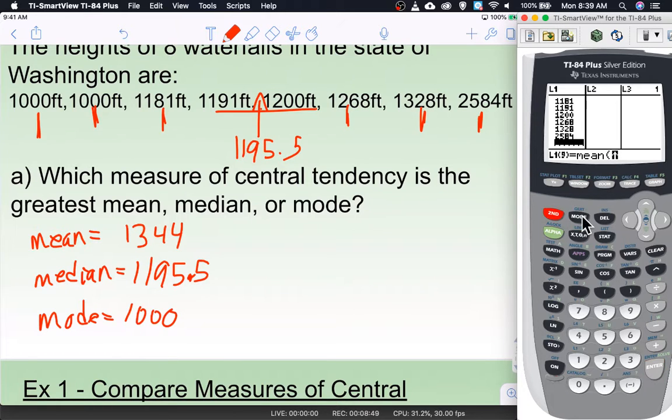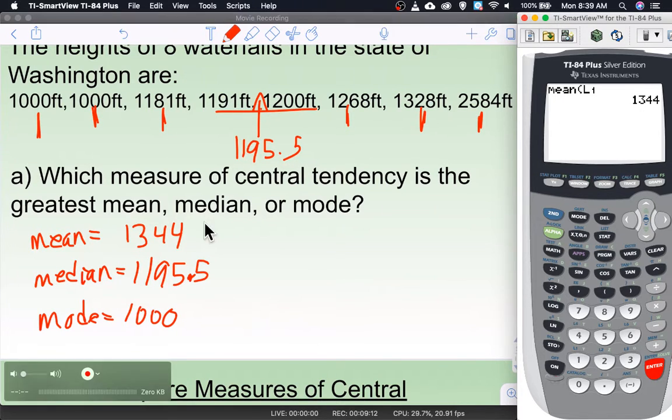Oops, guess I can't be in here. I thought it would take me out. The mean of that first list. So I need to come back in and hit second list and get my L1. So that's going to find the mean of list 1. Hey, look at that. That's the same number I got.